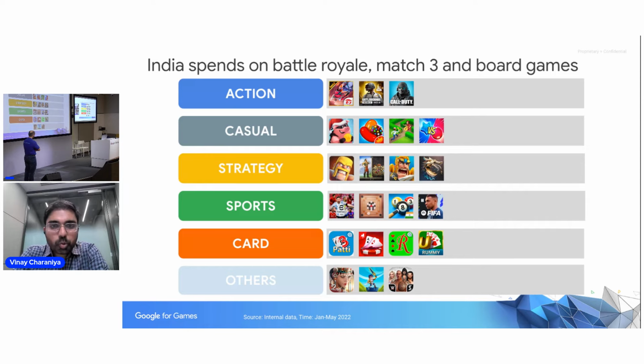Couple of interesting things to note over here. The images or the screenshots of games that you see over here, there are only three or four titles that are actually Indian developer titles. Most of the others over there are all global titles. So it's not like Indians are spending on games that are being created by Indian developers. That's not the case. As you can clearly see over here, the top grossing titles are all global titles, and battle royale, casual, match three and board games are popular. Next slide.